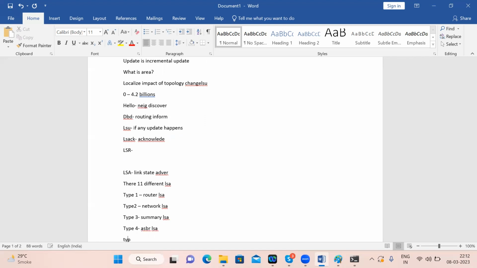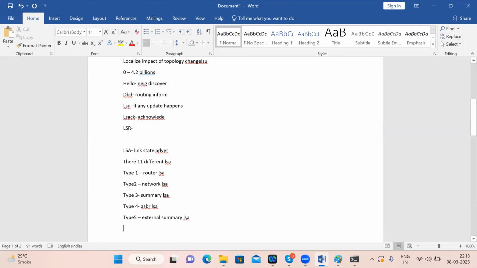Type 5, multicast? Multicast OSPF LSA? No. Anyone else? Type 5: autonomous system external LSA. That is Type 5; Type 4 is the ASBR LSA. Type 5, external summary LSA.